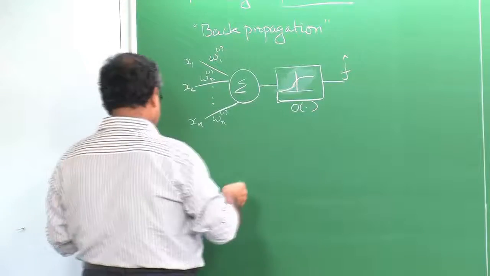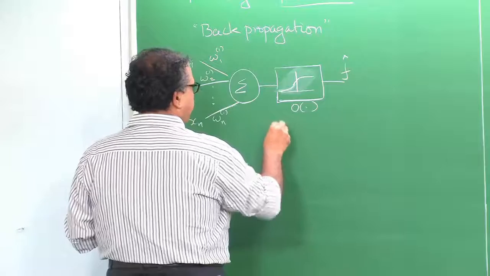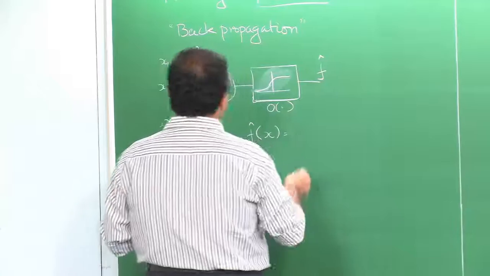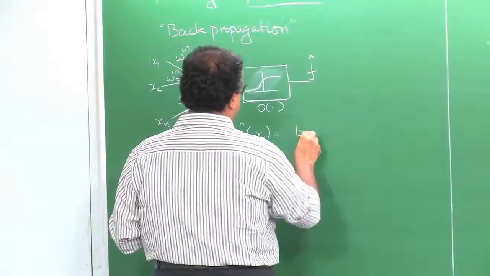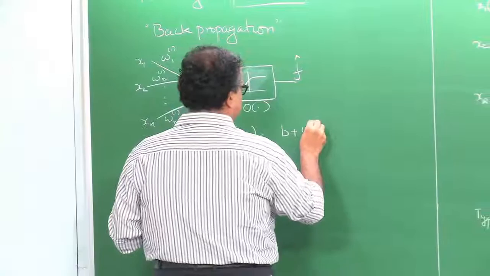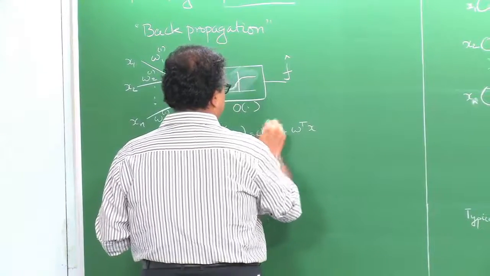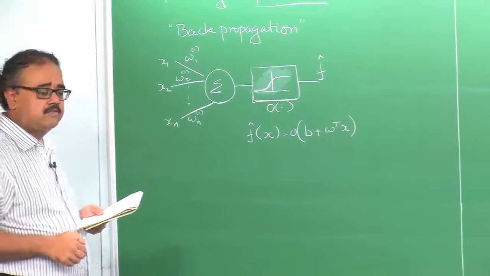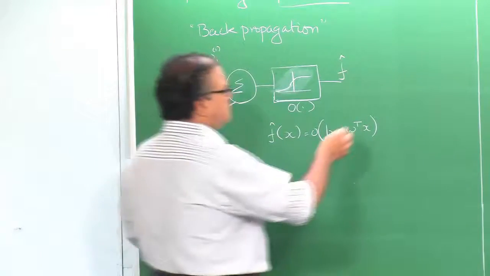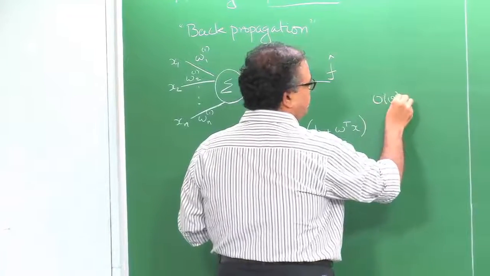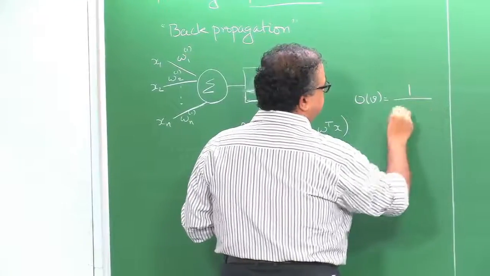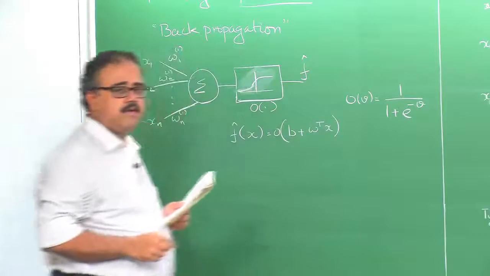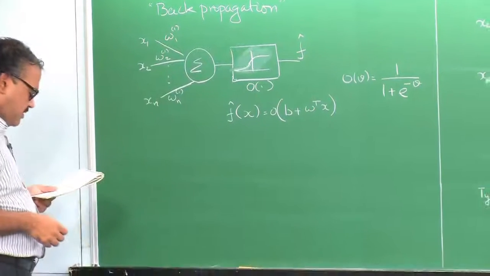So, here you are going to write f hat of x is equal to b plus w transpose x, and then you pass that through your sigmoid function O. So, O in this case would be the logistic sigmoid, where we will say O of v is 1 by 1 plus e power minus v. We saw this in the last module.